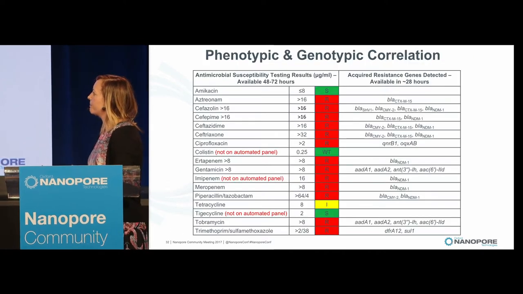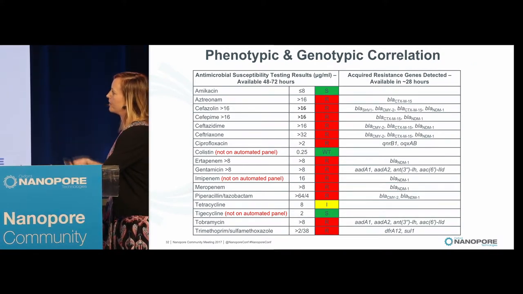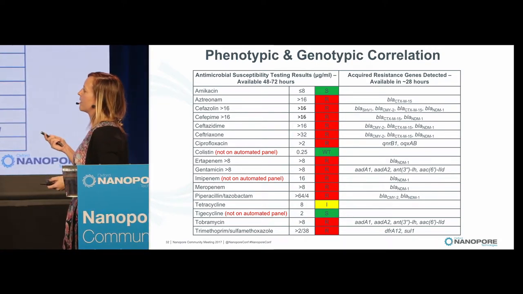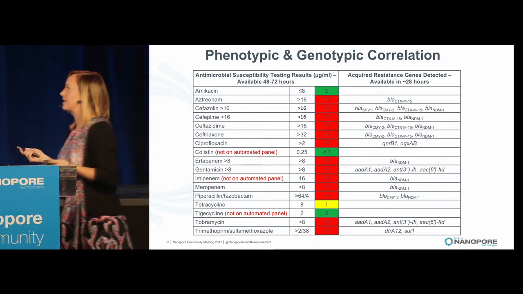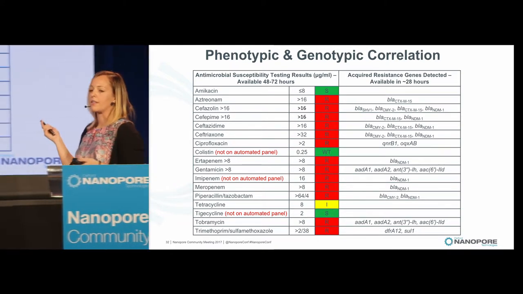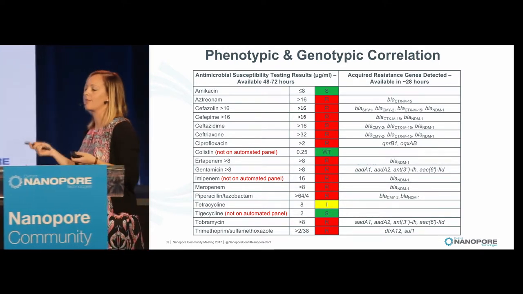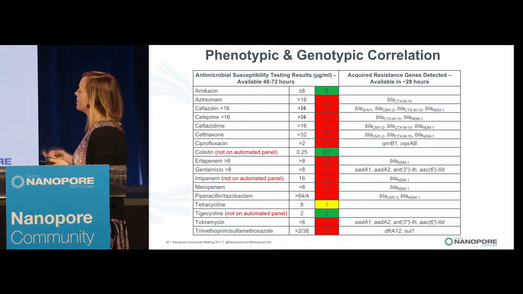to the regimen. And so this is what the phenotypic antimicrobial susceptibility results appeared like in the clinical lab. These are results that were available, the standard at 48 hours, and then the additional ASTs at 72 hours. And in doing a retrospective analysis of whole genome sequencing of this isolate, within 28 hours, we could detect most of the acquired resistance genes associated with the phenotypic AST profile. And all of these genes were detected within 10 minutes of starting the sequencing run.